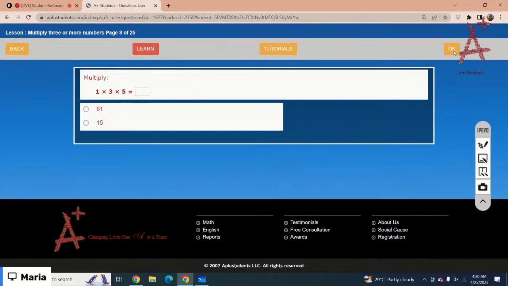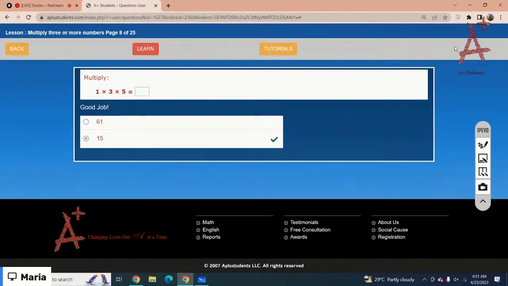Okay, the next one is 1 times 3 times 5. So which is the correct option? Yes, very good. 1 times 3 is 3 and 3 times 5 is 15. So the correct option is 15.